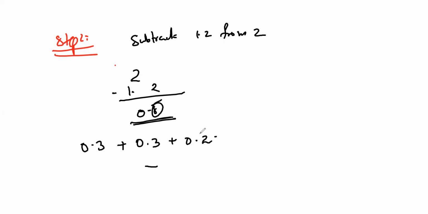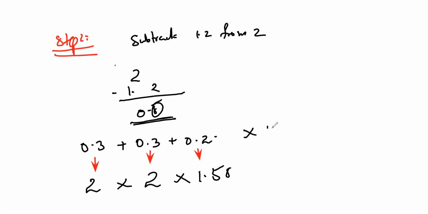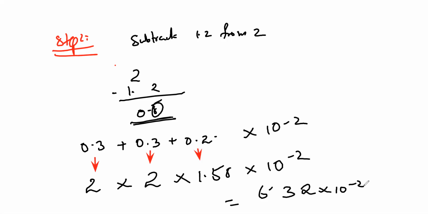Now, these are all first decimal places. There is no second decimal place. So for the 0.3 value and the 0.2 value, what is the first decimal place? It is 2. For 0.3 again it is 2. For 0.2 it is 1.58. These have to be multiplied. That's all. And do not forget about what? Into 10 power minus 2. So this is equal to 6.32 into 10 power minus 2.